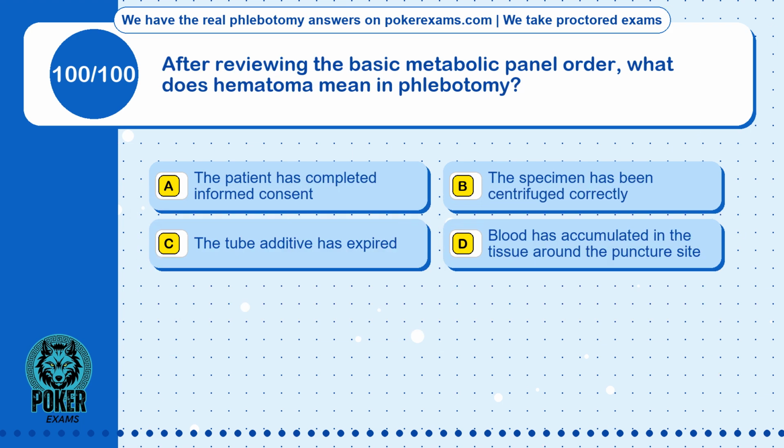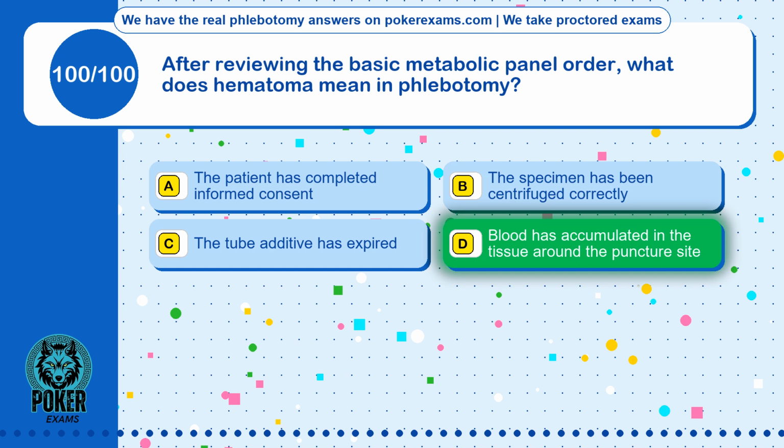Question 100. After reviewing the basic metabolic panel order, what does hematoma mean in phlebotomy? Option A. The patient has completed informed consent. Option B. The specimen has been centrifuged correctly. Option C. The tube additive has expired. Option D. Blood has accumulated in the tissue around the puncture site.